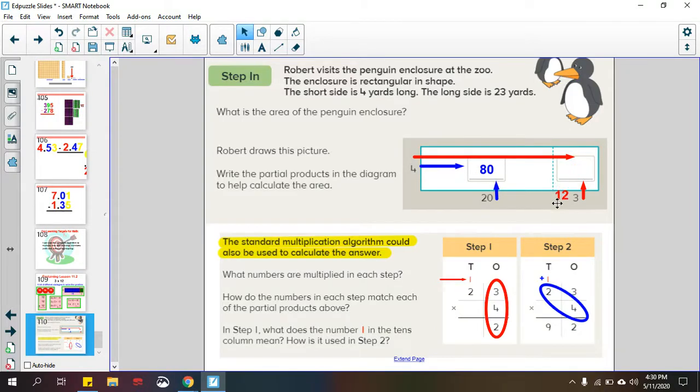And think about that. If we would have stacked these numbers up, we would have gotten 92, just like we did down here. So we need to keep that understanding in mind of other strategies as we're working through and doing the standard algorithm.